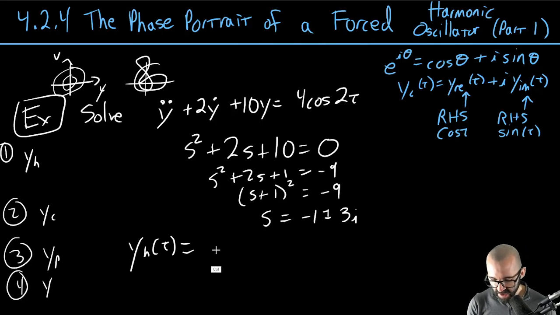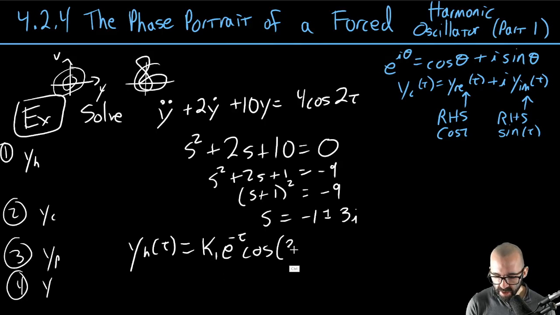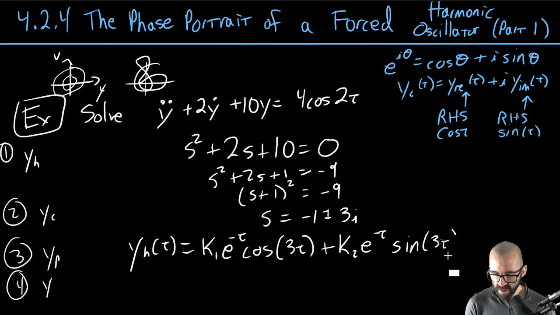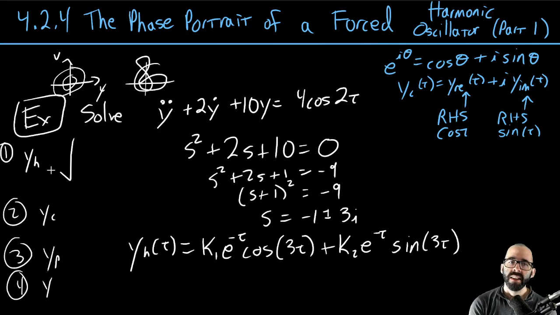It's going to be k1 e to the real part times t times cosine of the imaginary part times t, plus k2, same thing but with sine. All right, no problem. Homogeneous, done, check. Now, let's solve the complex version of this and find our complex solution, use that to find our particular solution of the real ODE, and then finally get the general solution.